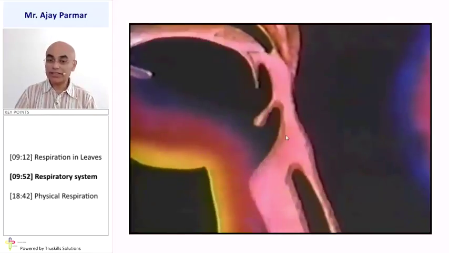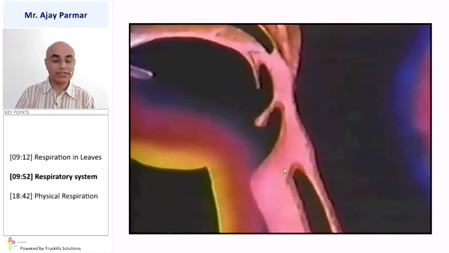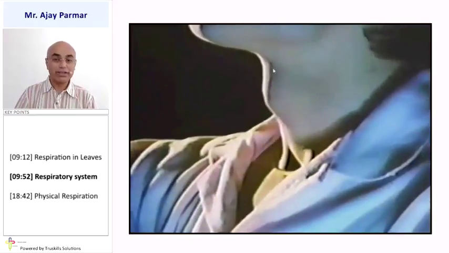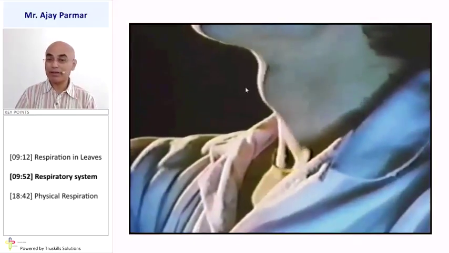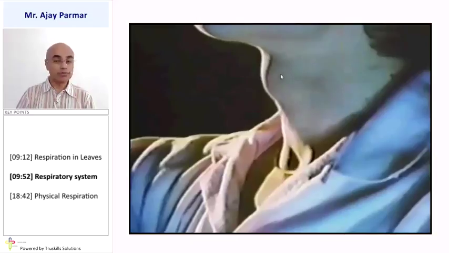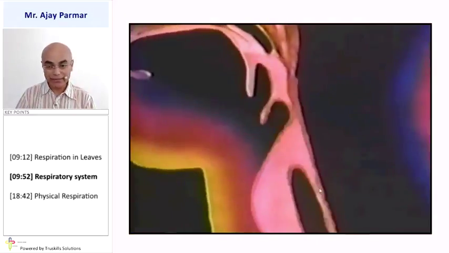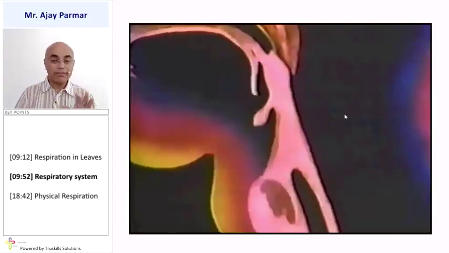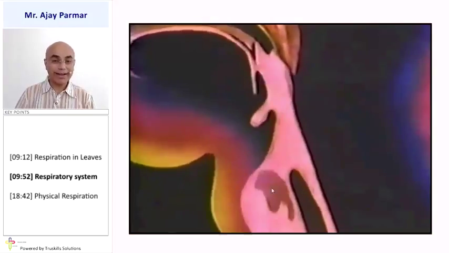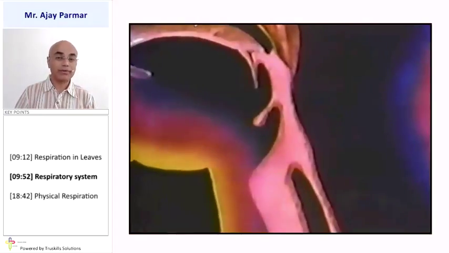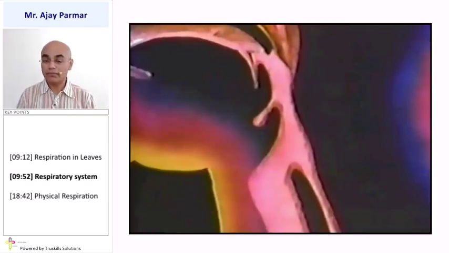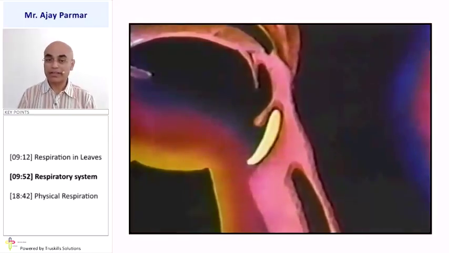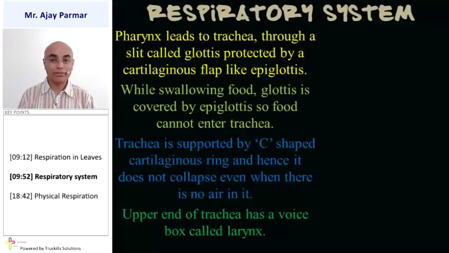You can see that the structure of the epiglottis covers this windpipe. The movement of the Adam's apple is observed from the exterior, and the food enters into the esophagus. Sometimes some food particles trying to enter the food pipe will be coughed out of the windpipe, and that is how the entry of food into the lungs is prevented.